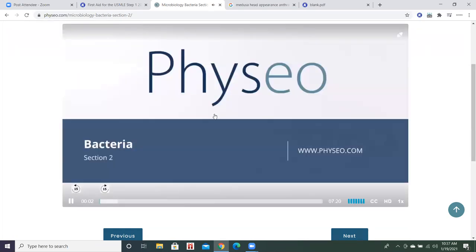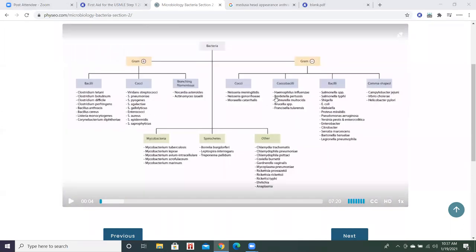Welcome to section 2 of bacteria. This is our bacteria overview figure. Is everyone ready? If you guys are ready, can I please get a yes in the chat box?